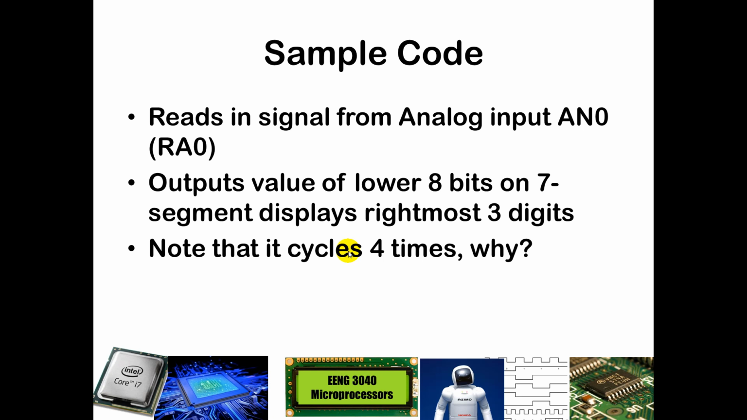There is some sample code also posted on Blackboard. I'll have a separate video that will walk through that code for you. In this particular code, you are going to be using analog input on AN0, which happens to be the same pin as port A bit 0, and it will use the lower 8 bits to determine a value that will be displayed on a 7-segment display. You'll notice if you compile and run this code that it actually cycles through 4 different times, 0 through 255. And you might think to yourself, why? I'll leave you thinking about that.